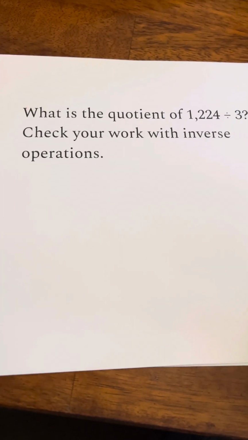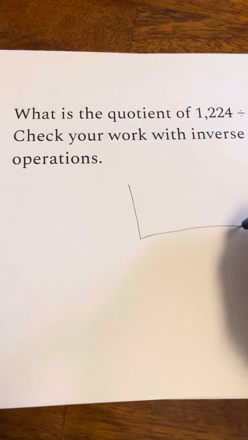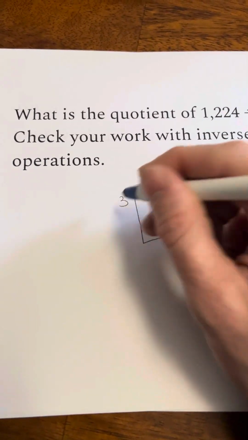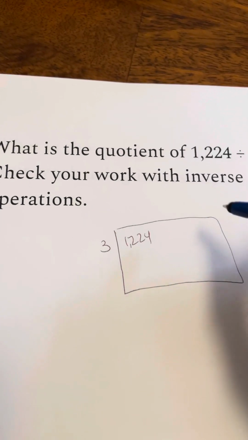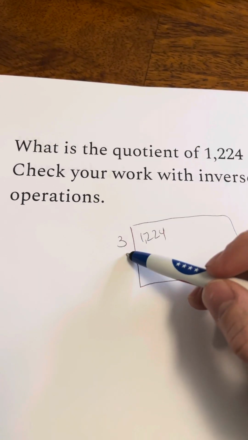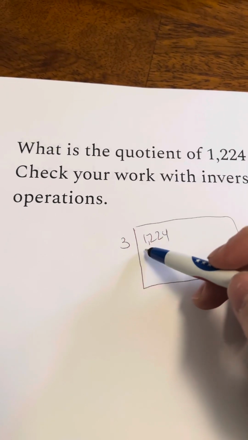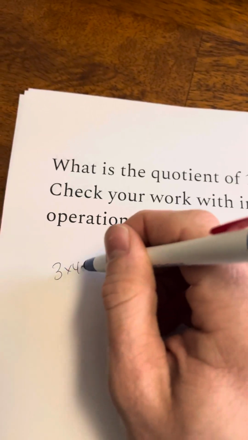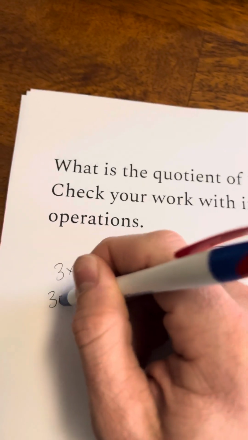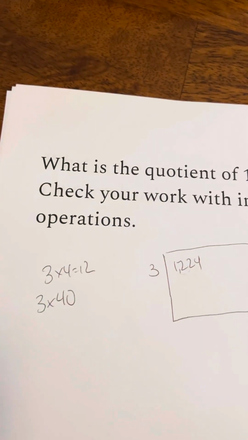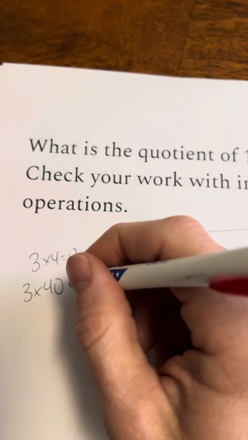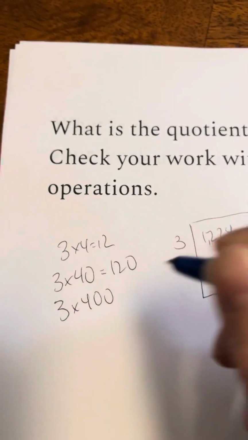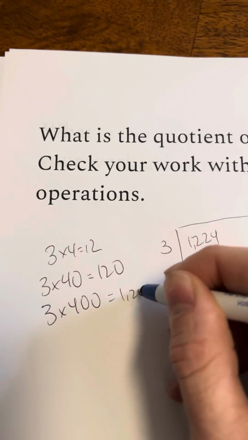Video number 3. What is the quotient of 1,224 divided by 3? All right, same thing. I'm thinking, what can I multiply 3 times to get close to this? Well, I notice I've got a 12, so I know 3 times 4 is 12, so I can use these facts, these patterns of going up 10 times more to get 3 times 400 equals 1,200.